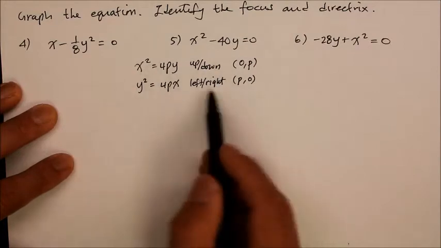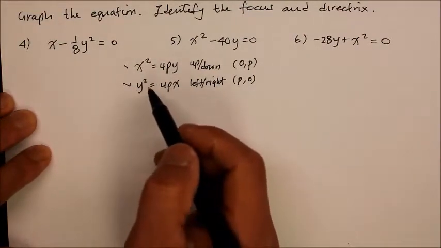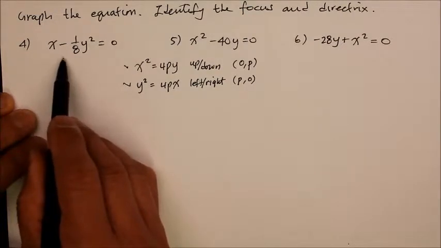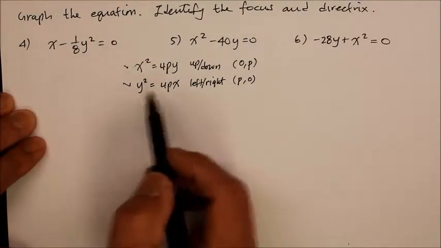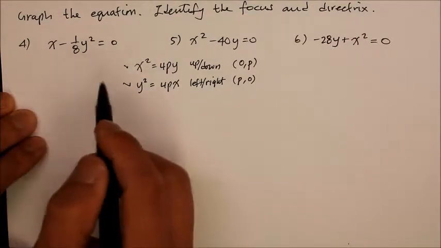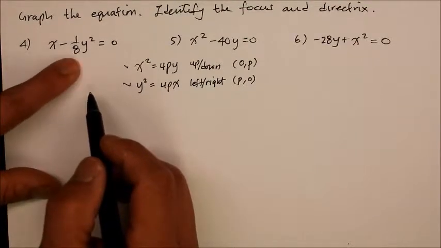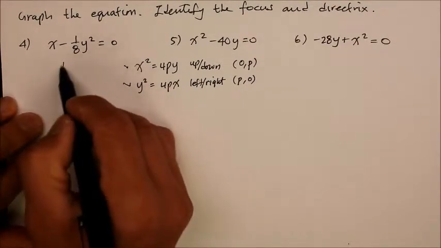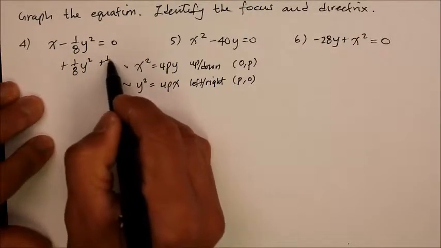Here, let's use that now. Let's go a little slower this time. In this case, we have x minus 1/8 y squared equals 0. It looks nothing like what we have here. So let's change this. In fact, since we have a negative coefficient 1/8, let's move this entire y term. So we're going to add 1/8 y squared to both sides of the equation.